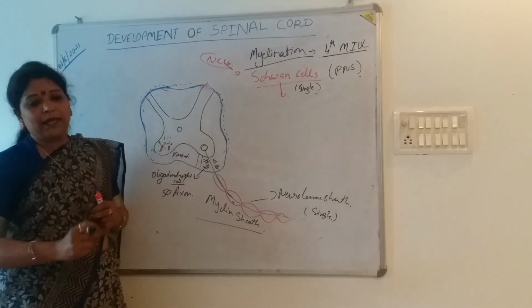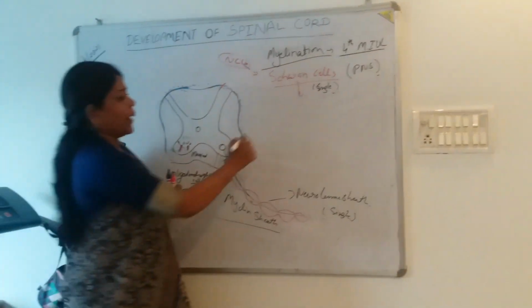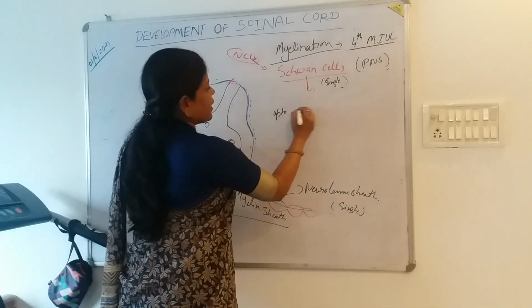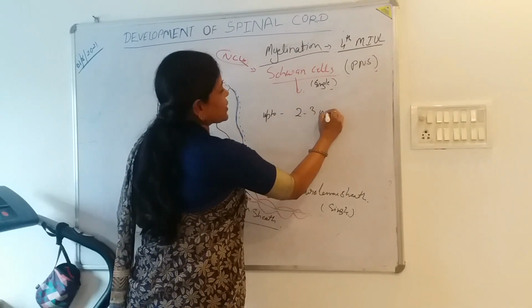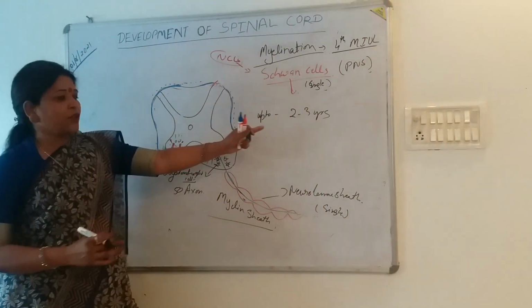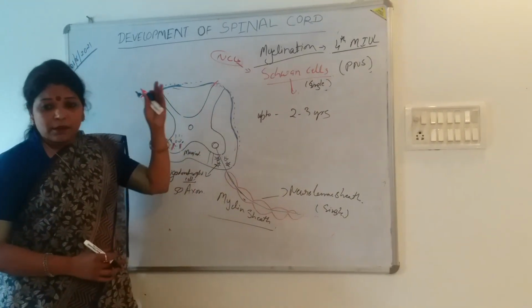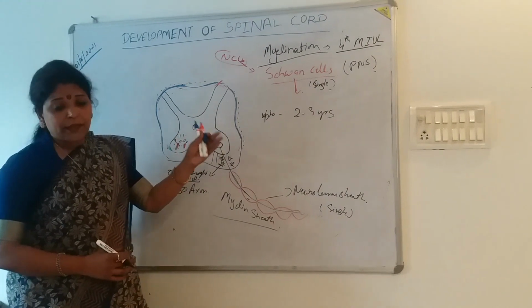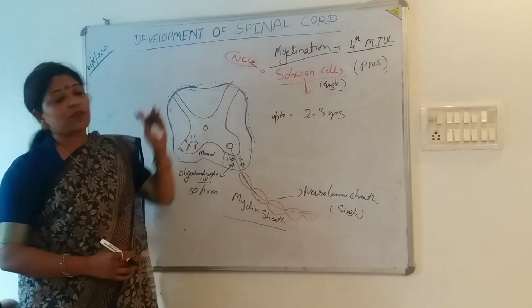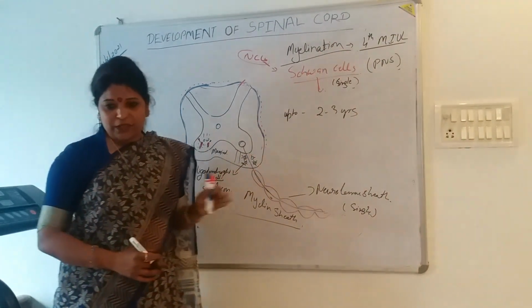And this myelination continues after birth also, up to 2 to 3 years after birth. Just after birth, in the first 2 to 3 years, some axons are getting myelinated after birth also. But the process of myelination starts at the 4th month of intrauterine life.